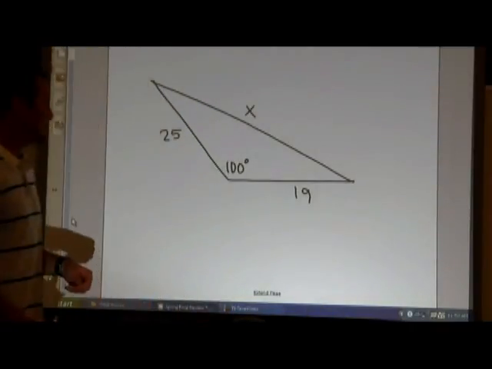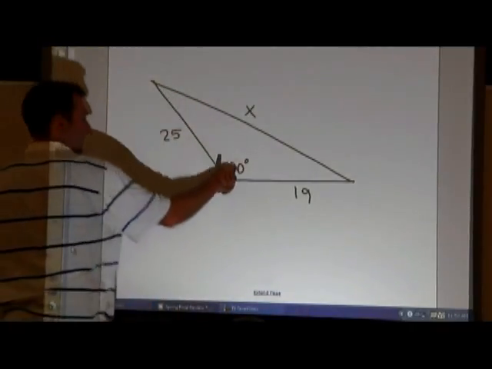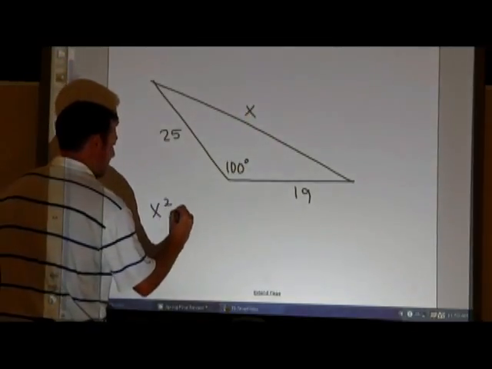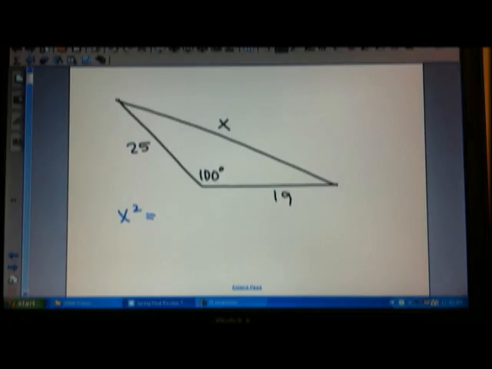And the law of cosines says that if I've got a side opposite this angle here, that one goes by itself over here. Then I've got these other two sides, 19 and 25, they just get squared and added. Then I subtract 2 times the product of those same two sides, 19 and 25. And then I finally got cosine of my angle.